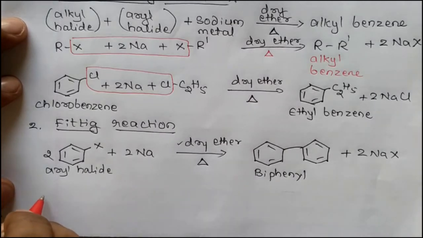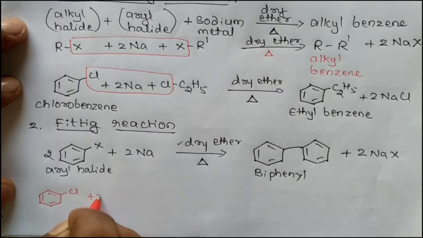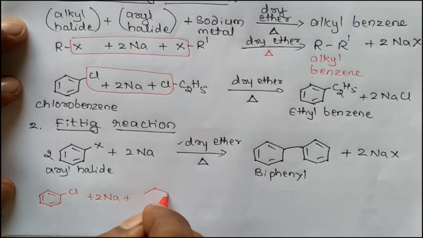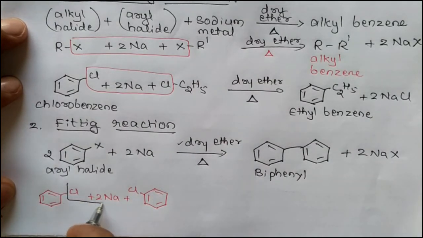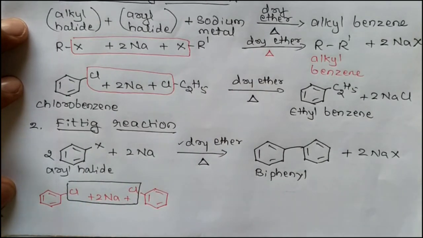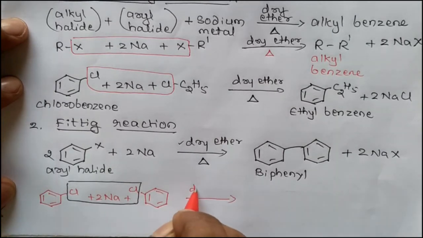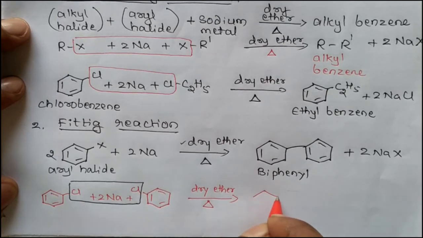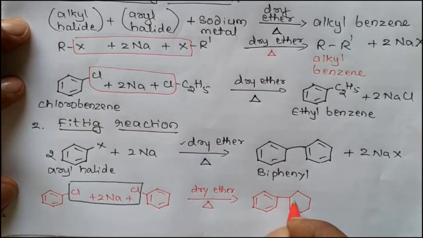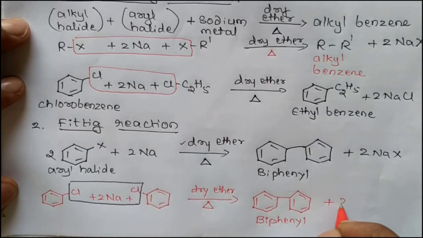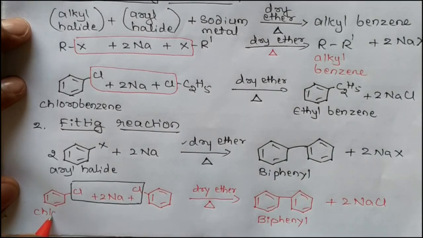When chlorobenzene is heated with sodium metal in the presence of dry ether, just heat it, you are going to get biphenyl, plus NaCl. This is chlorobenzene. This is an example for the Fittig reaction.